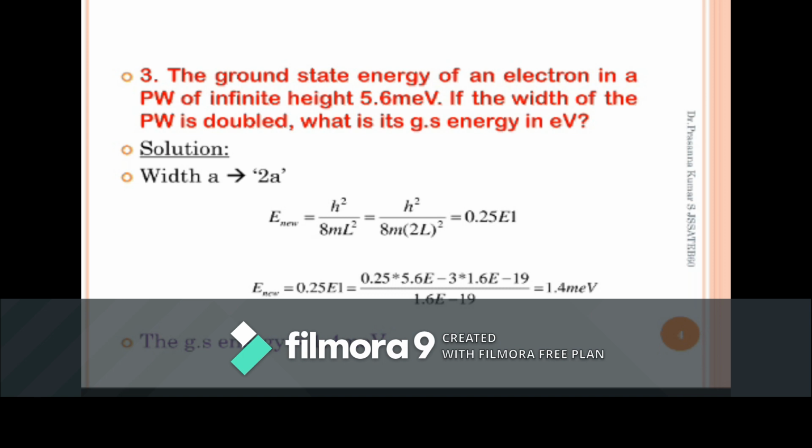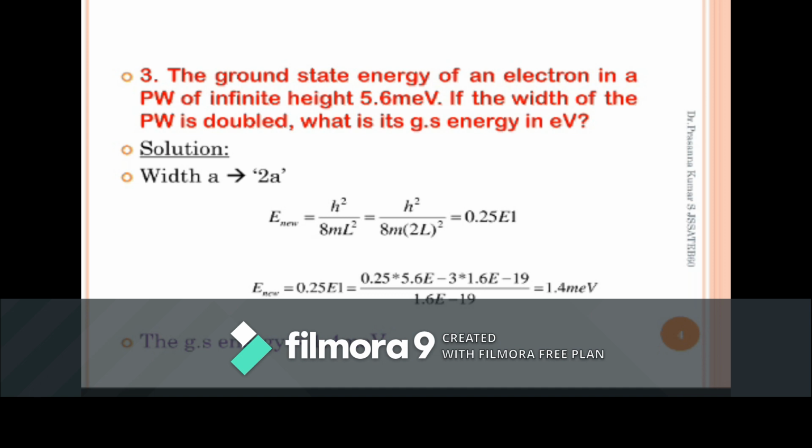It is 1/4 of E1. Therefore, the new value is 1/4 of E1. You substitute for E1. That is very simple. h square by 8mL square, so 0.25 multiplied by h square by 8mL square, or it is simply 0.25 multiplied by E1. It is already given the E1 value, no?